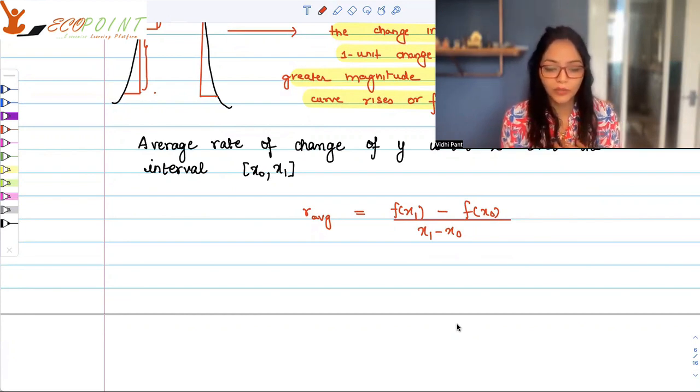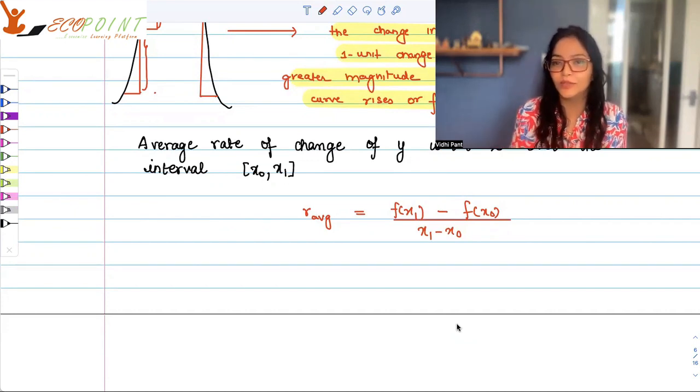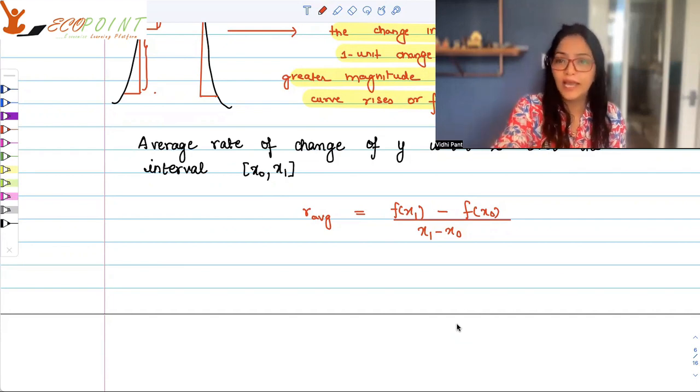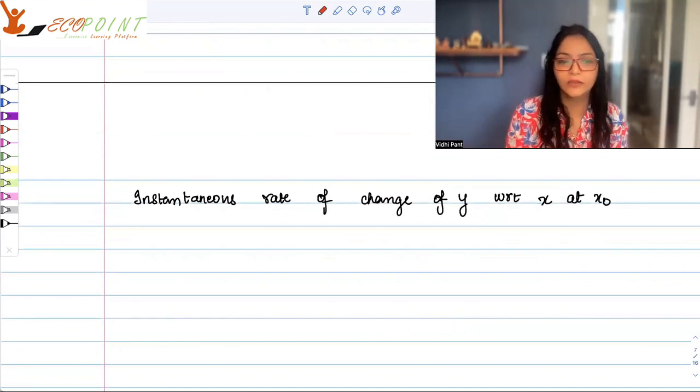What if I want to know the rate of change at a particular instant? We did realize there that at an instant, how can you define change? That was another part of the mystery. But we did realize that we can look at the change by taking the chord.